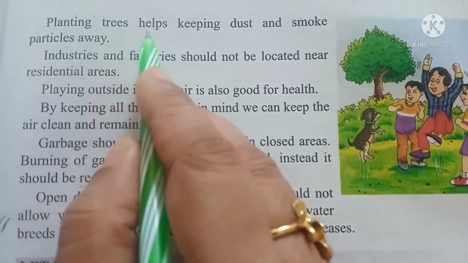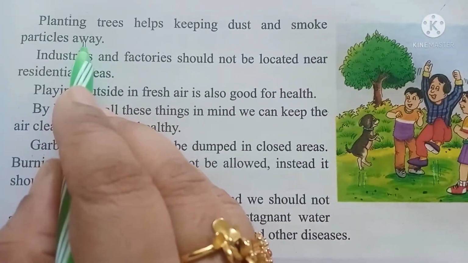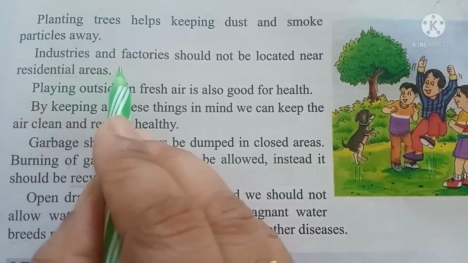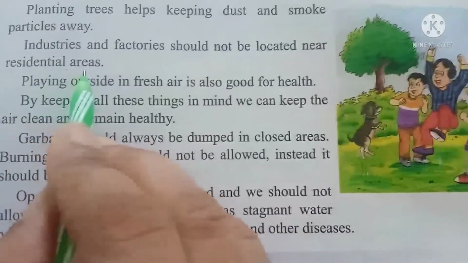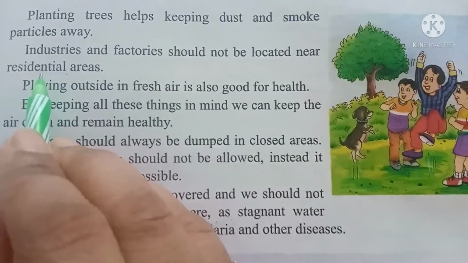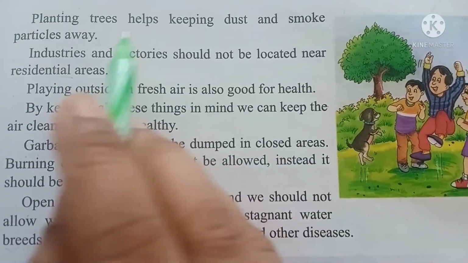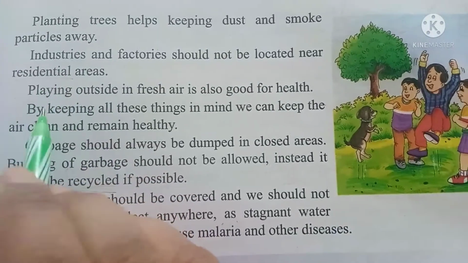Planting trees helps keep dust and smoke particles away. We need to plant more trees. Industries and factories should not be located near residential areas, near our houses and living areas. Why? Because they will produce smoke.